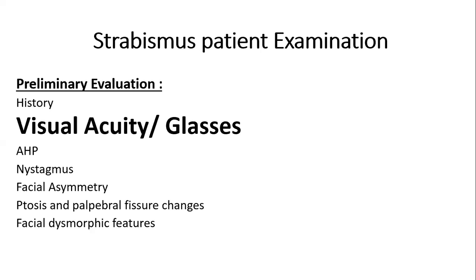So starting with strabismus patient examination, the preliminary evaluation includes the history, which is very important in diagnosing any patient with strabismus, then the visual acuity, and whether the patient is wearing glasses or not. Also, anomalous head position, nystagmus, facial asymmetry, ptosis, palpebral fissure changes, and facial dysmorphic features. To reach a diagnosis in a patient with strabismus, it's like a puzzle. You need to collect as many puzzle pieces as possible to reach the full picture and the proper diagnosis.